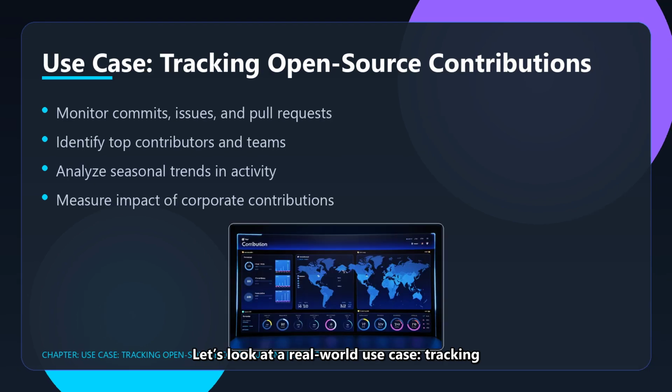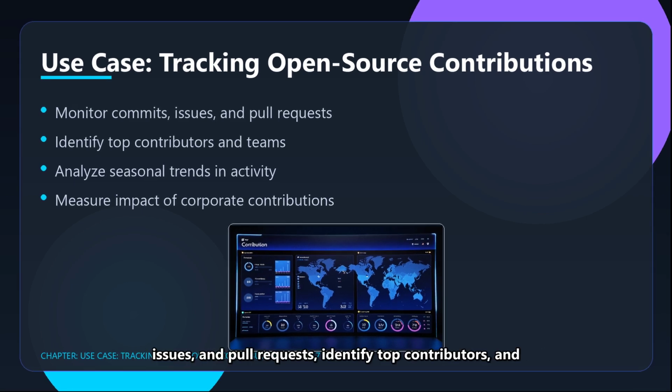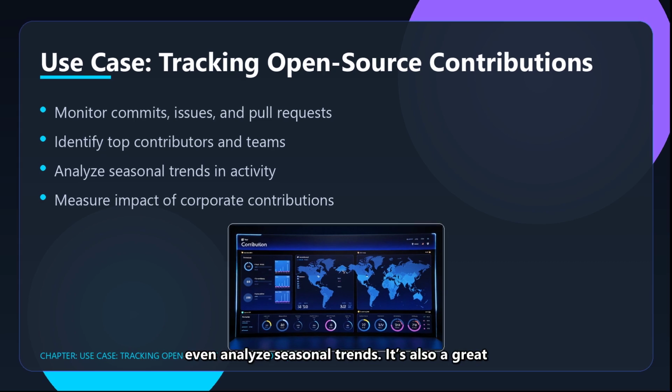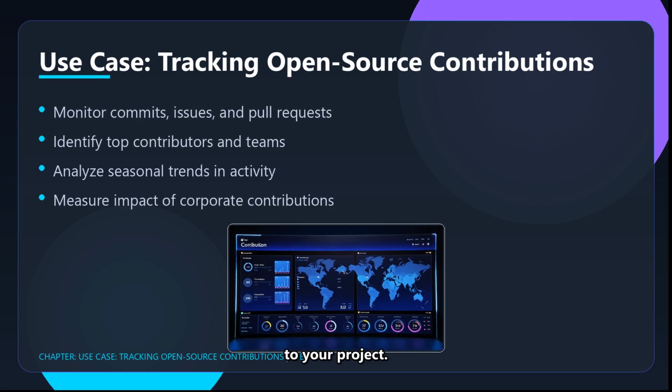Let's look at a real-world use case: tracking open source contributions. With Kibble, you can monitor commits, issues, and pull requests, identify top contributors, and even analyze seasonal trends. It's also a great way to measure the impact of corporate contributions to your project.